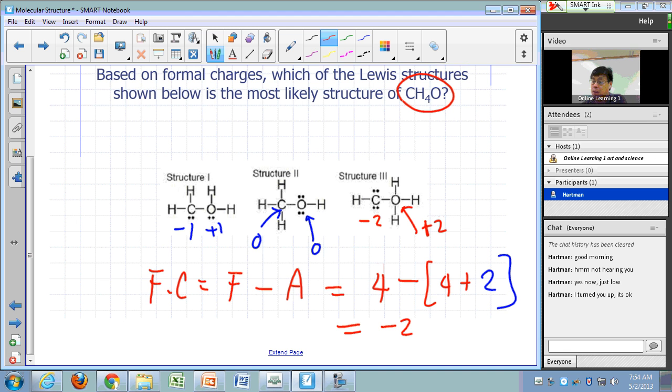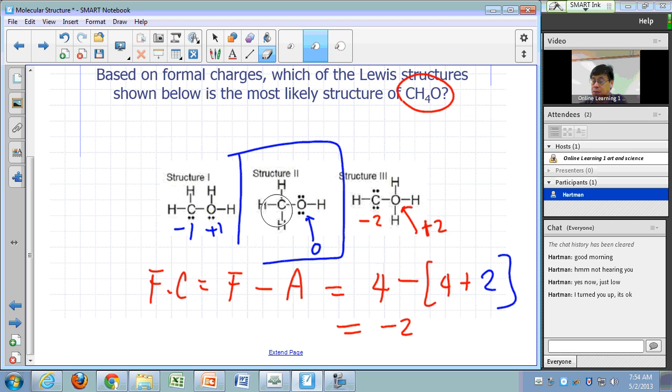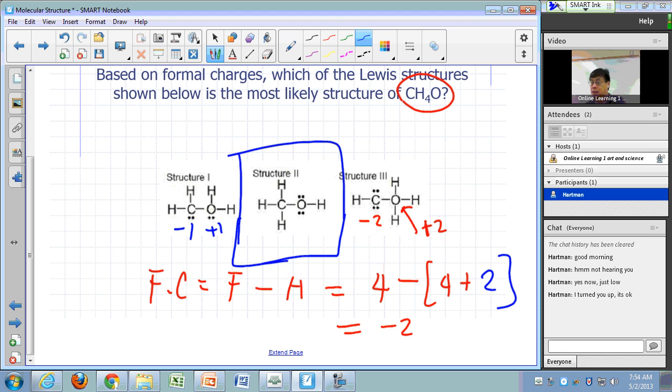So you can see the most likely structure of CH4O, if you find it in nature, is going to be this structure right here. In fact, this is what's experimentally found, that this is the way the atoms in CH4O are connected. This is methanol, methyl alcohol.